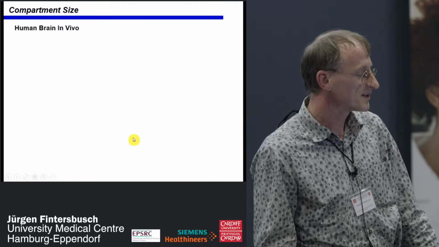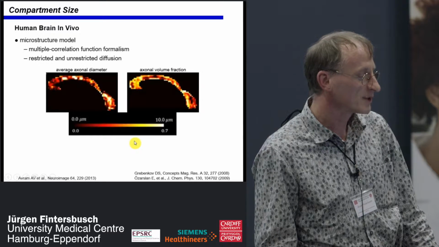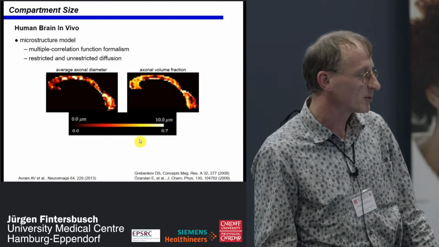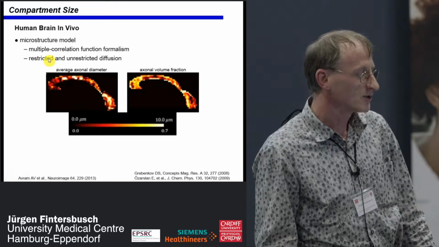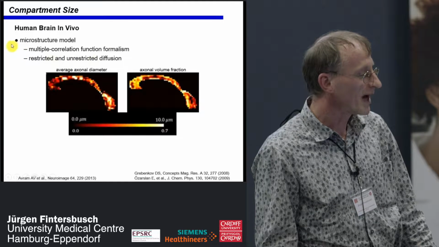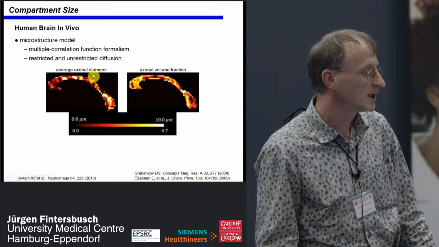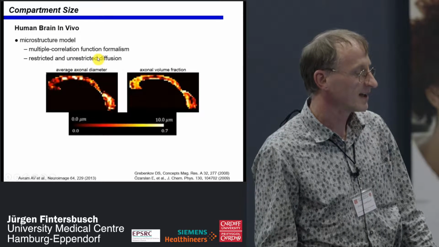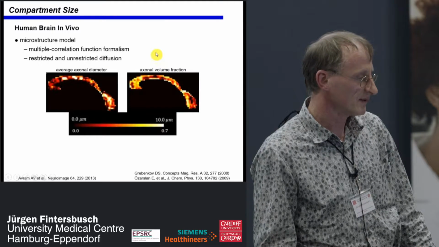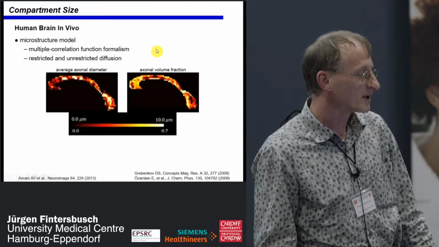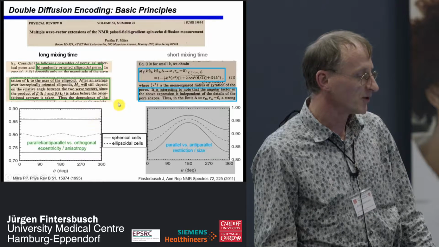More recently, Peter Basser's group developed a more extended model and more extended acquisition for this kind of experiment. They used the multiple correlation function formalism, and they considered a microstructure model with restricted and unrestricted diffusion, and could get quite reasonable estimations of the average axonal diameter and the axonal volume fraction in the human corpus callosum in vivo. So quite promising, but originally we wanted to go for the anisotropy stuff. So let's come back to this.